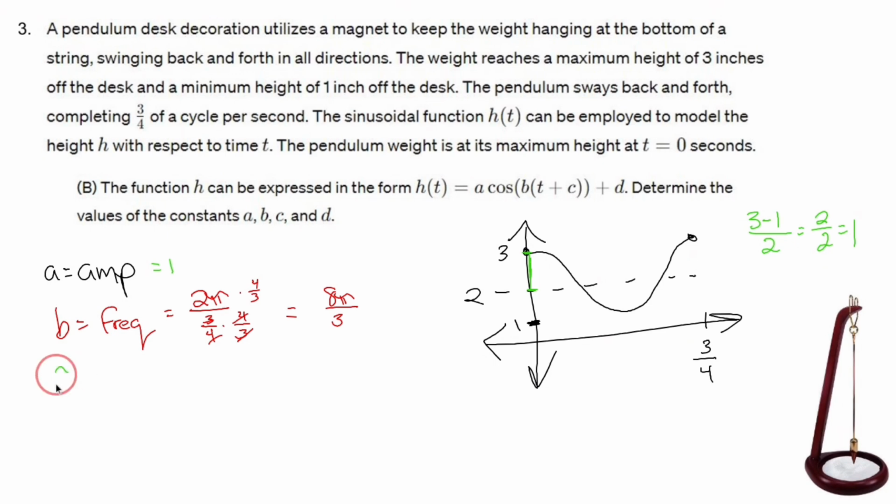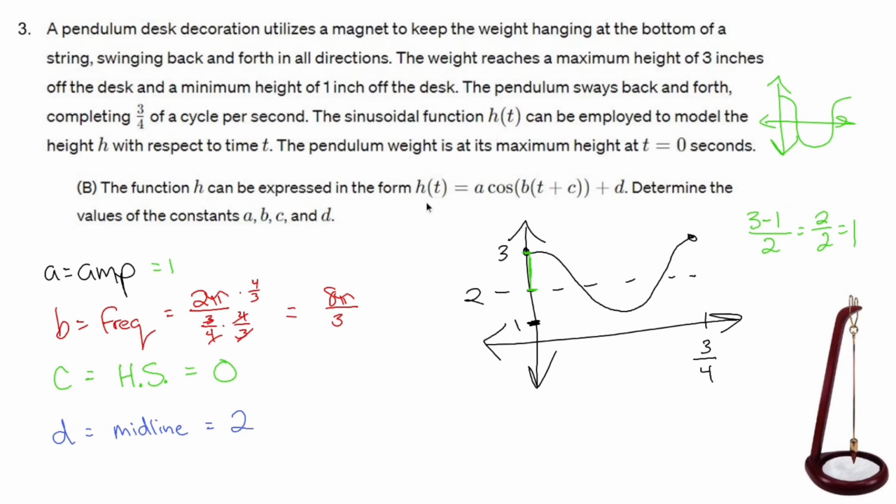C is a horizontal shift where you move left or right. Since I'm dealing with cosine, and regular old cosine looks like this, starting up here and going down there, I have the same exact behavior. So I have no horizontal shift. My horizontal shift is nothing. D is going to be my midline or vertical shift. Whenever you think sinusoidal stuff, think midline, and my midline is 2.